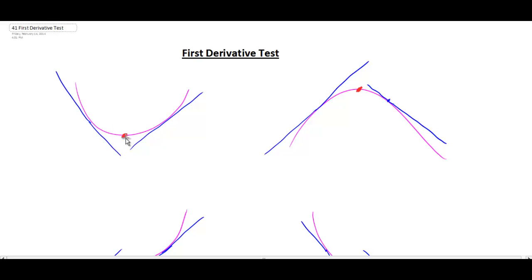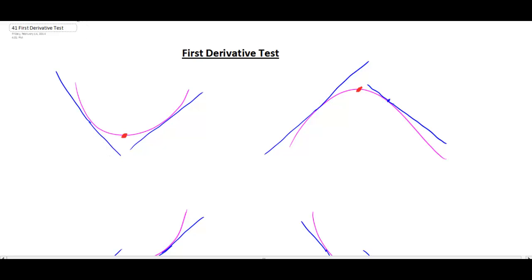And if we look over here at the left, we can see that if we pick a point to the left of this red dot, and we'll say this red dot's representing our critical number, then if we pick any point on the graph, our tangent line is going to have a negative slope. And that simply means that our derivative is going to be negative.